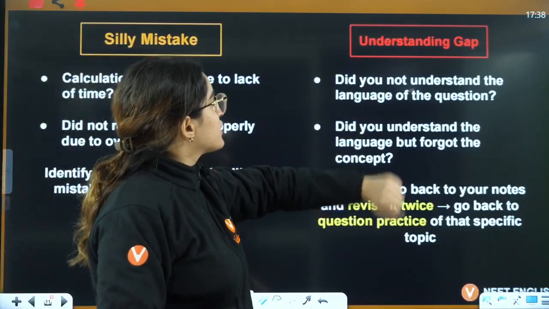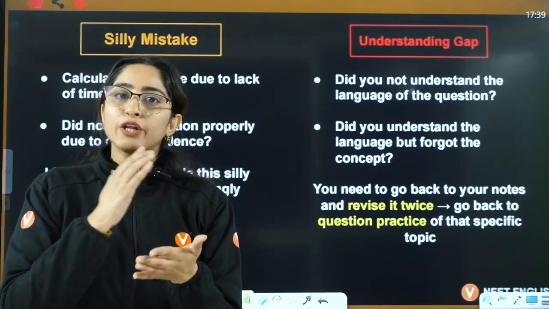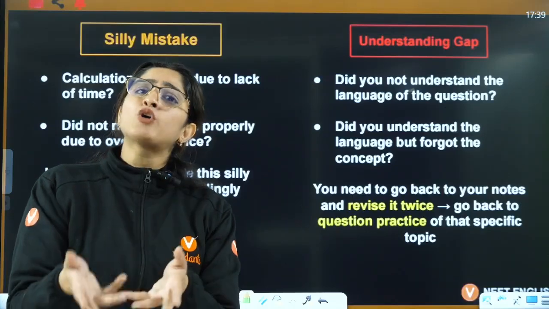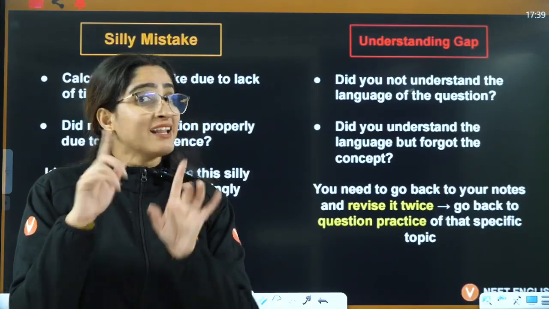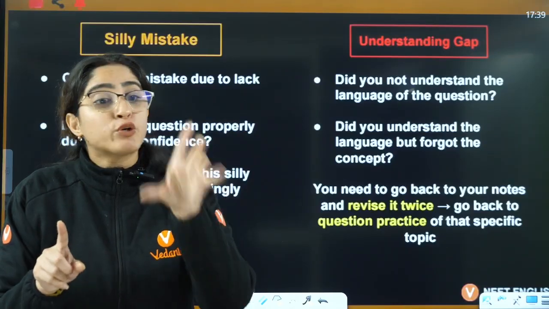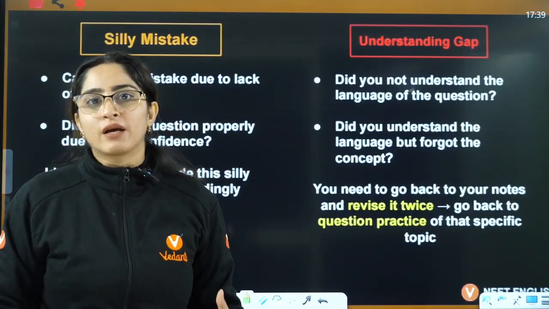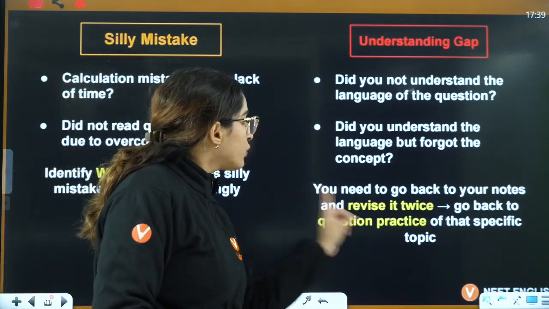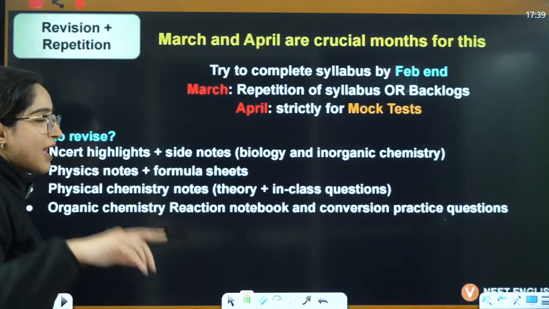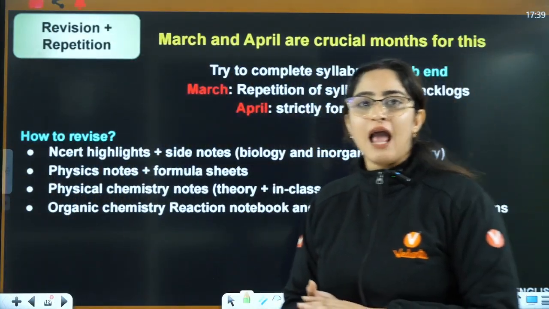Second is understanding. So here let's see the pattern. Are you making mistakes in the same kind of questions again and again? In the same topic you're making mistakes again and again, and that is a high priority topic as well. Then you need to give your soul to that topic, right? You need to go back to your notes and revise, go back to the question practice and make that your strong topic. Last is revision and repetition.